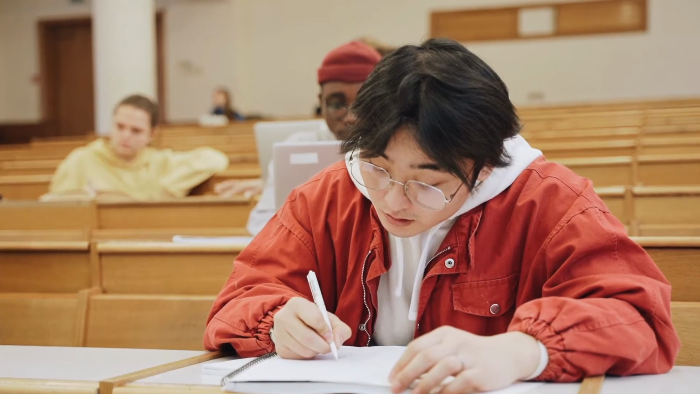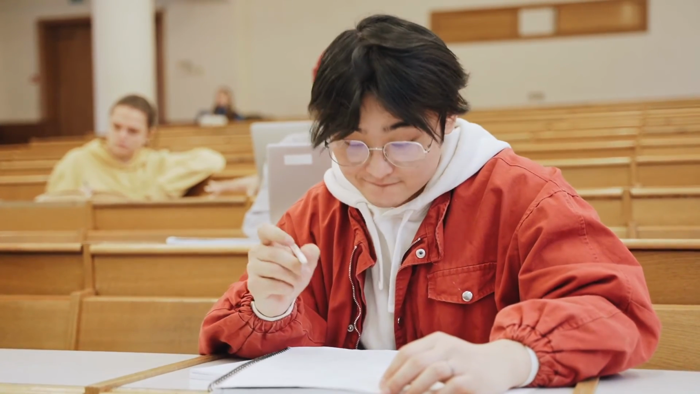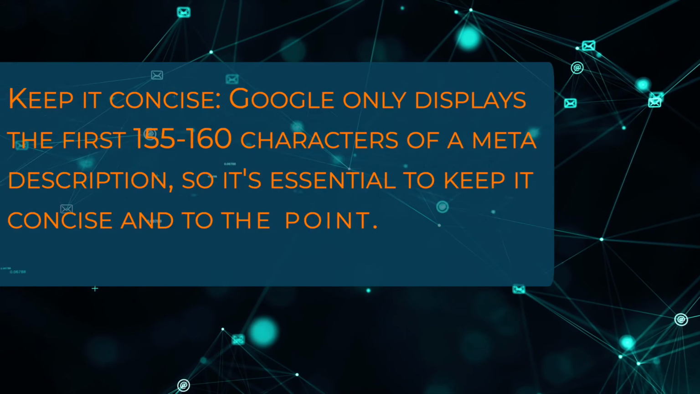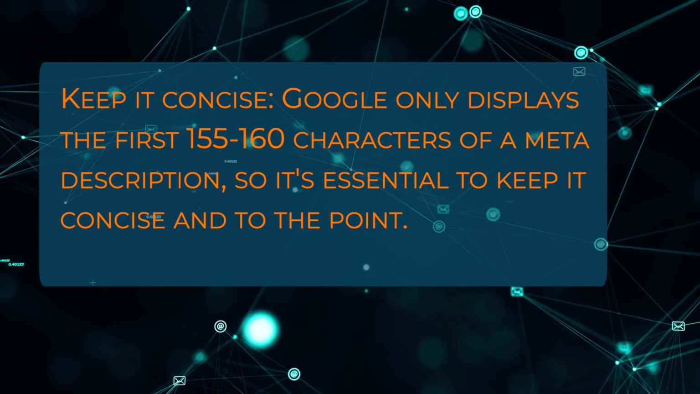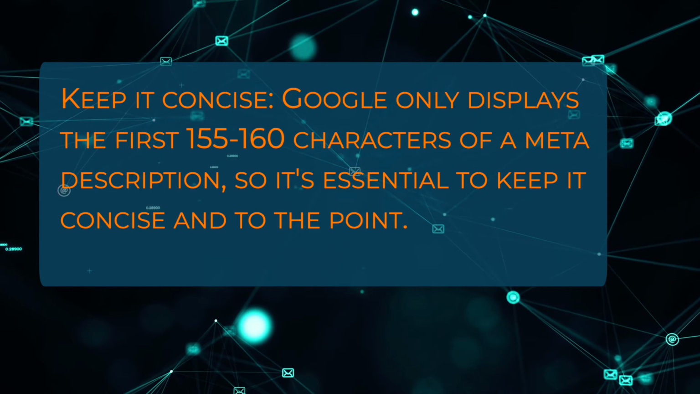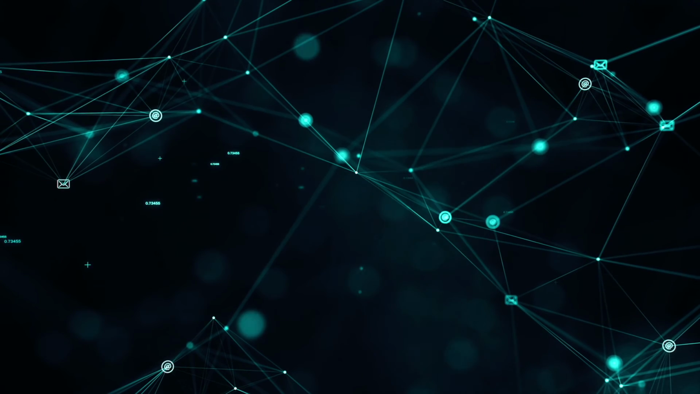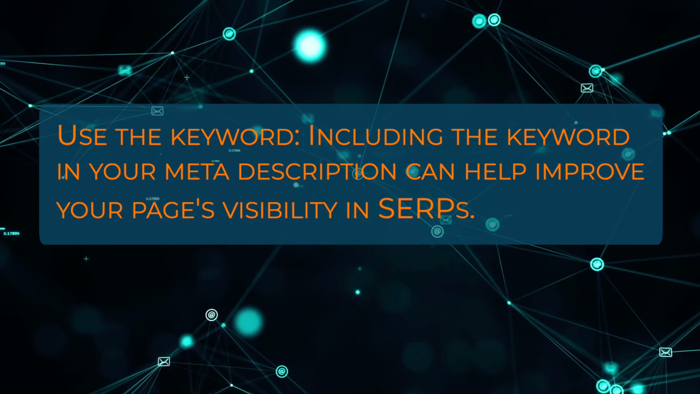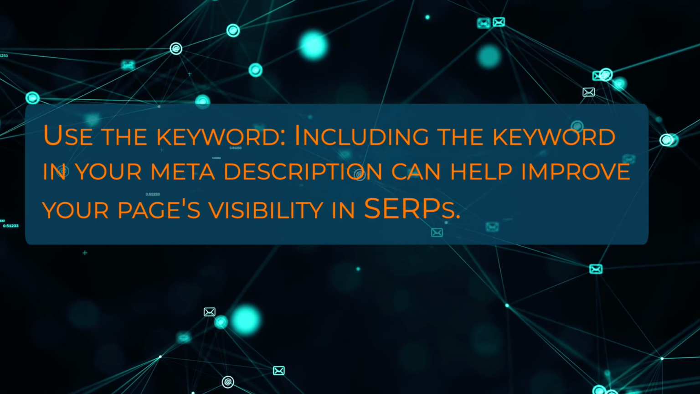So what are the best practices for optimizing meta descriptions? Let's take a look. Keep it concise. Google only displays the first 150 to 160 characters of a meta description, so it's essential to keep it concise and to the point. Use the keyword. Including the keyword in your meta description can improve your page's visibility in SERPs.